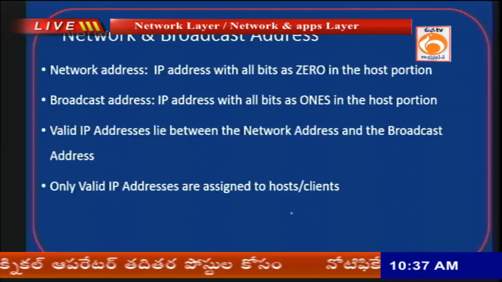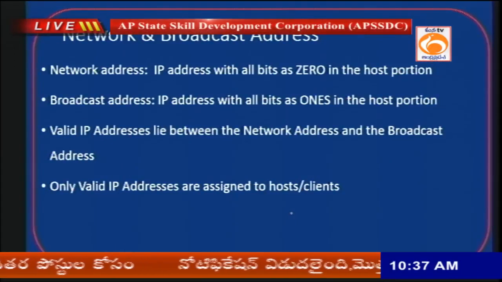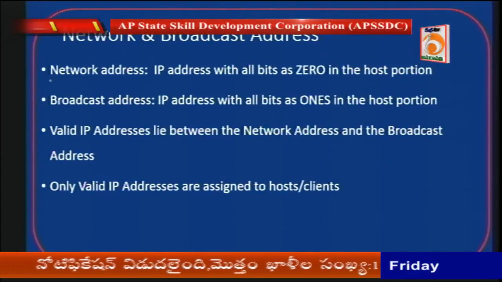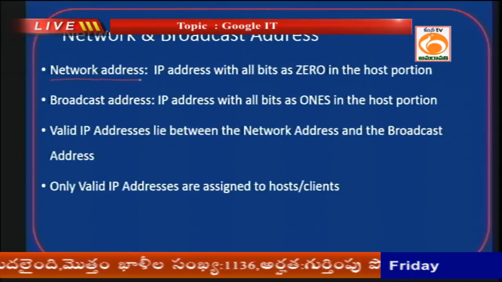So this is a special address reserved in the network. There are 2 special addresses reserved in the network called network ID and broadcast ID. These are also called network address and broadcast address. Apart from these 2, all other IP addresses are valid IP addresses, and we can use them in our networks. So let's look at how to identify this network and broadcast address and valid IP address. The first one is the network address, also called network ID.